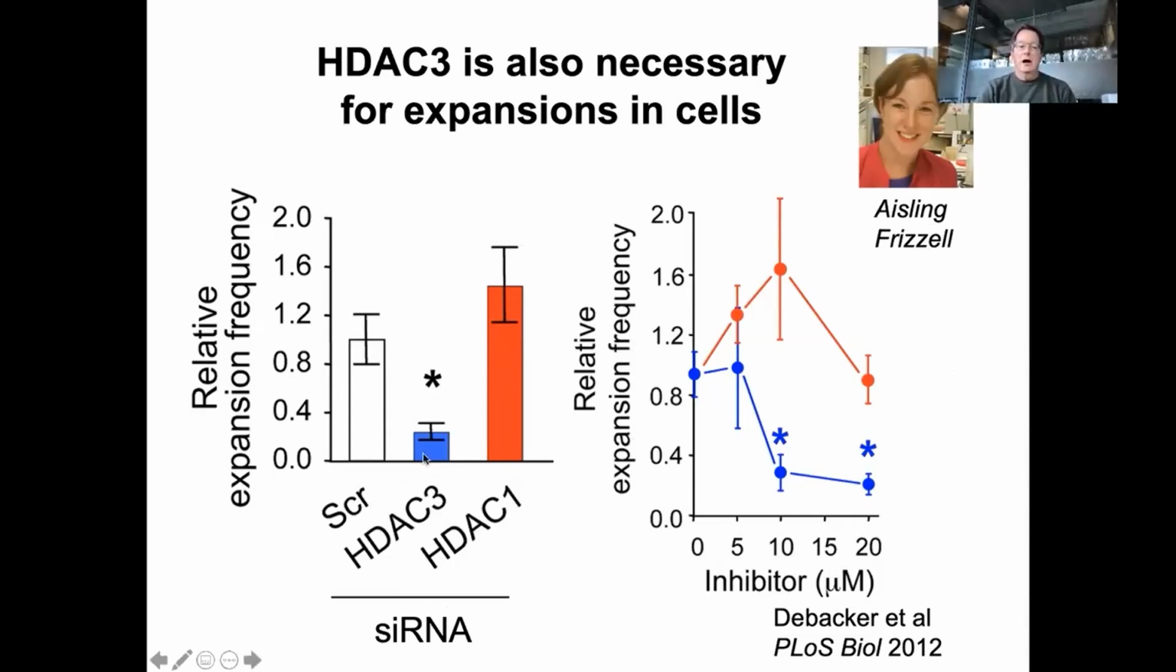And that's also true with siRNA. It's also true if we use a chemical inhibitor on the right. The blue then is an inhibitor specific for HDAC3. And in contrast, control experiments targeting a related HDAC called HDAC1 failed to block expansions, either using siRNA or a chemical inhibitor for HDAC1. So this is some of the evidence we have that says HDAC3 is important in these cells. And in fact, it's just as important as mu-beta.